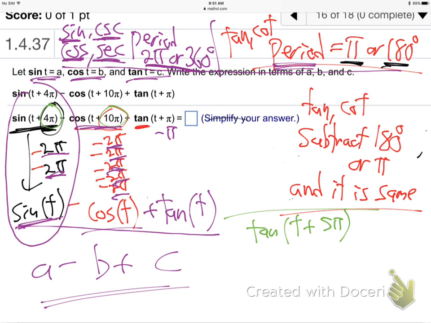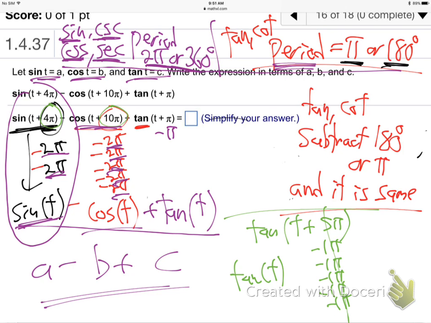So remember, for sine and cosine, we can subtract 2 pi's, because that's the period for sine and cosine, right? For tangent, what can I subtract? 1 pi at a time. So I could just subtract 1 pi, subtract 1 pi, subtract 1 pi, subtract 1 pi, subtract 1 pi, and they're all gone. So it's just back to tangent of t.